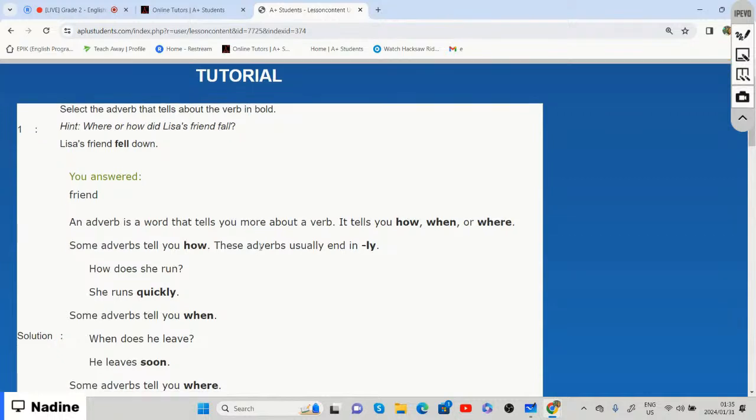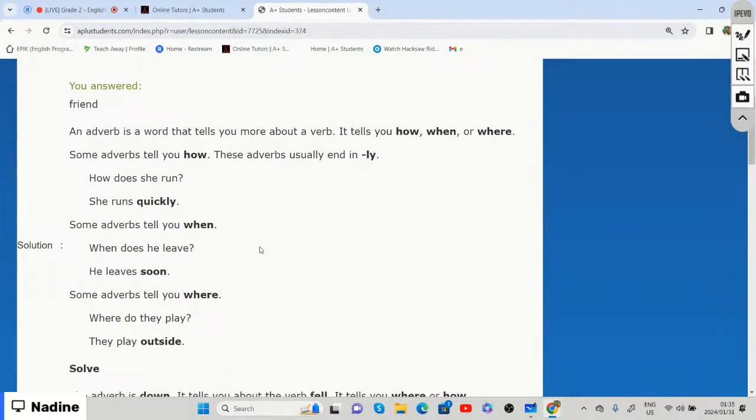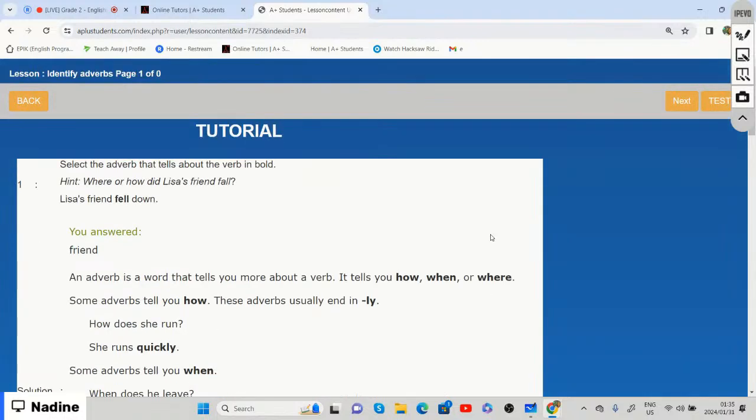And with the adverbs, that tells us more about the verb, we said some adverbs that tell us how, when, or where. And we made a few examples because I feel like we've been repeating the same thing. But now we need to select the adverb that tells us about the verb in bold. And the hint is where or how did Lisa's friend fall?